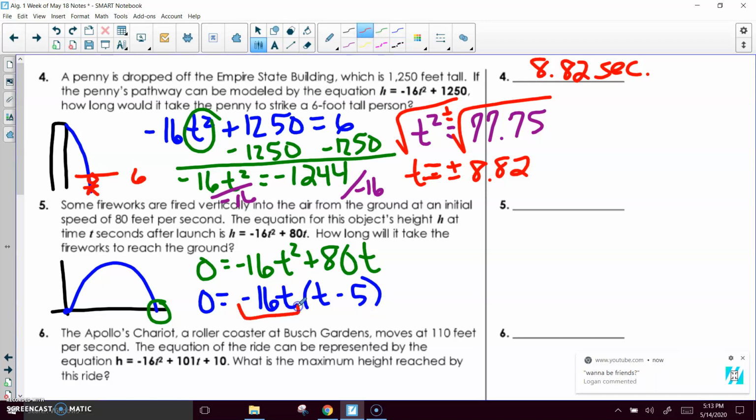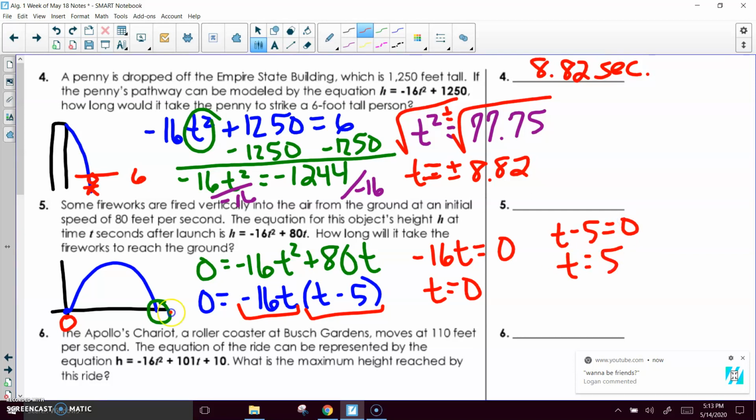Then I solve my two pieces. What makes negative 16t equal to 0? Well, that's going to be 0, which would make sense because at time 0, my fireworks are on the ground. And then what makes t minus 5 equal to 0? Well, that would be 5. So after 5 seconds, they've reached the ground.